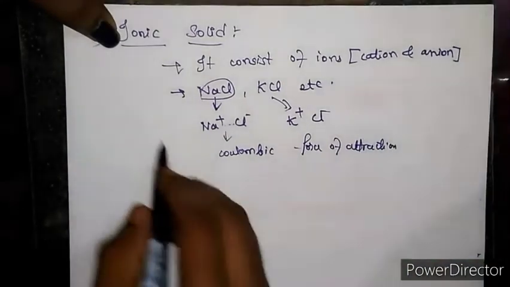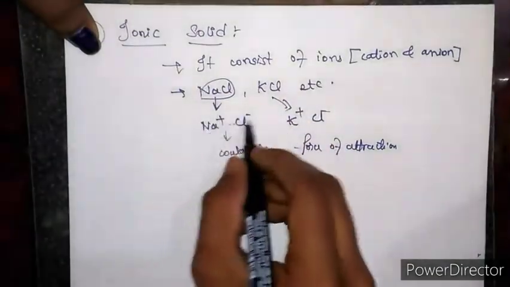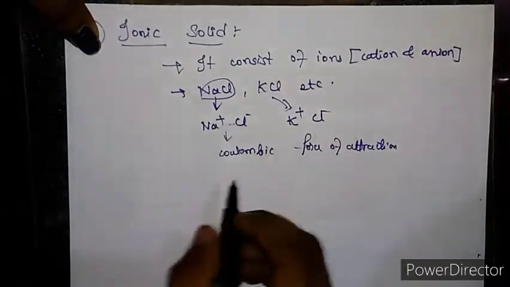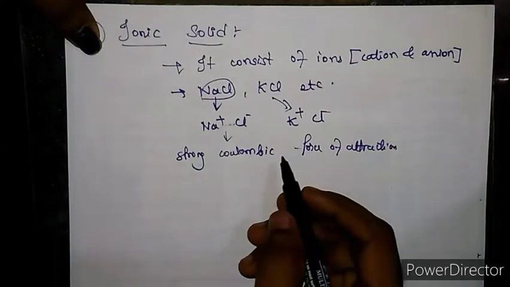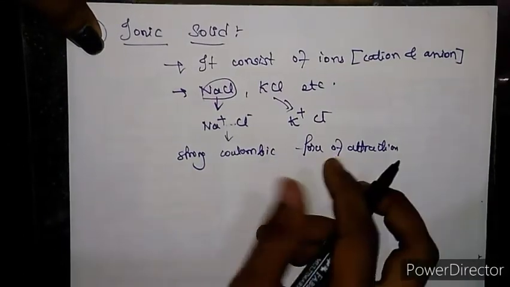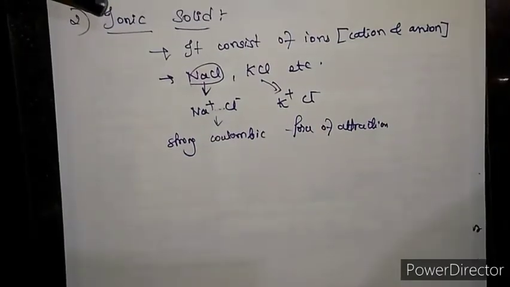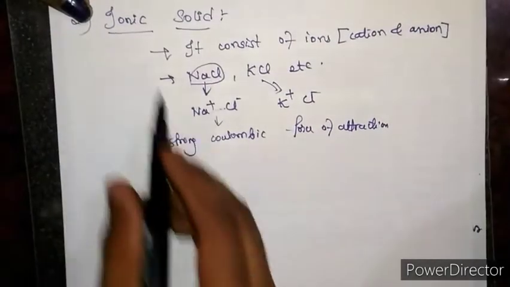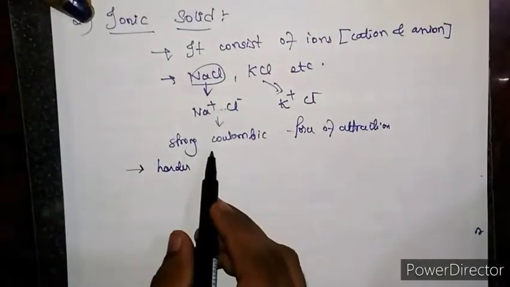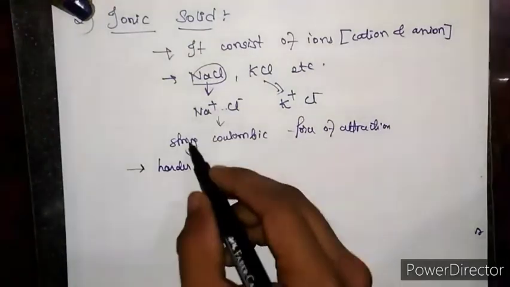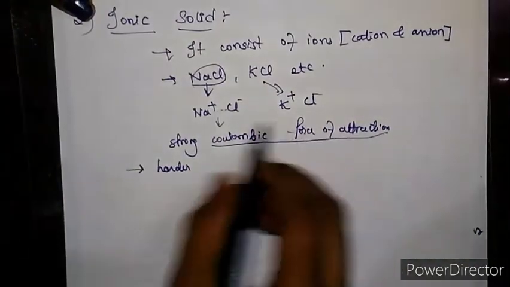Ionic solid: this type of solid consists of ions, and these ions are held together by the strong Coulombic force of attraction. This Coulombic force of attraction is a very strong force of attraction. If the force of attraction is stronger, remember this type of solid is usually harder. Why is this type of solid harder? Because here you have the Coulombic force of attraction, and that force of attraction is strong.